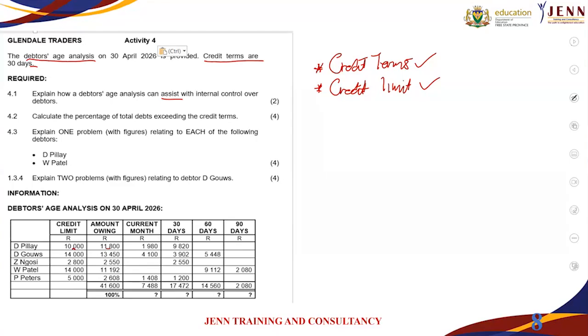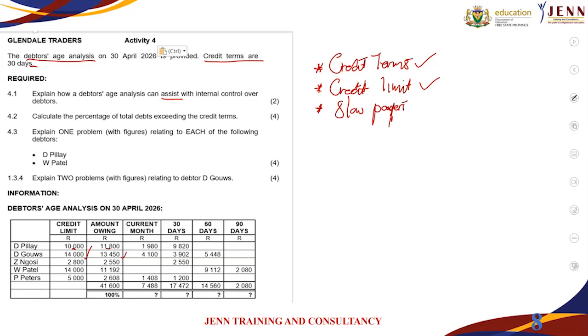When you look at Z-Khosi, his credit limit is 2,800, but he only owes us 2,550. It simply means that he is still within the credit limit. But D Pillay is owing us 11,800 while the credit limit was 10,000. So now we are able to say, D Pillay has actually exceeded his credit limit. So by doing a debtors age analysis, we are also able to identify which debtors have exceeded their credit limit.